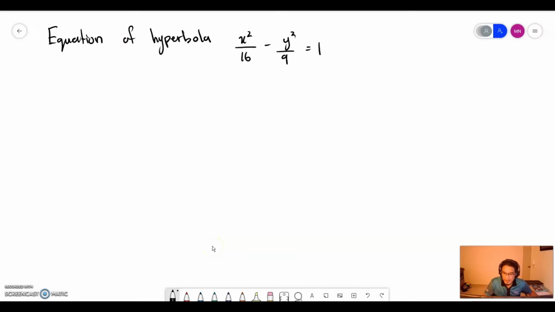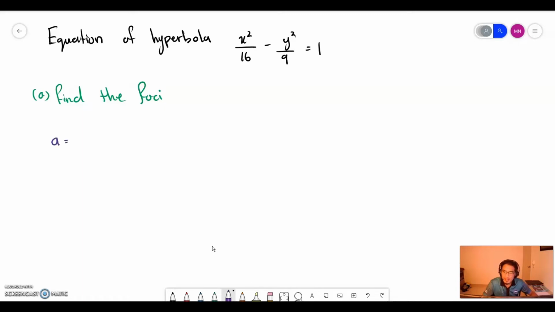Okay, so now let's test by answering this example. We are given one equation of a hyperbola, and we want to find the coordinates of the foci. To find the coordinates of the foci, what we have to do first is to find the length of c. In order to get the length of c, we have to find a and b.